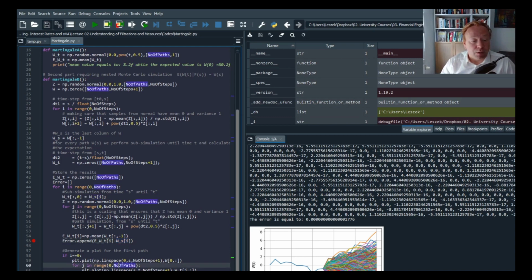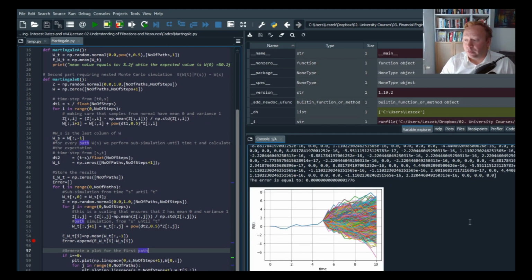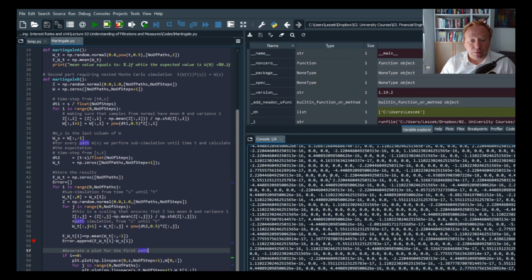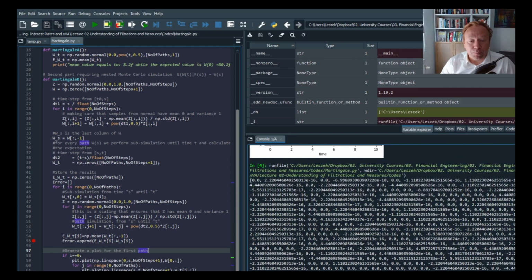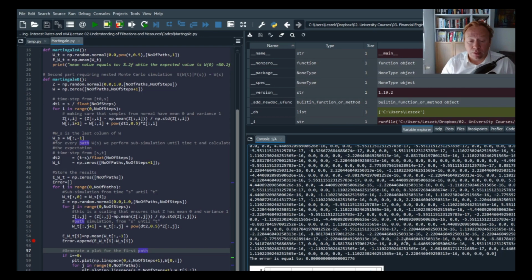And here there's some plotting taking place. For the first path, I would like to illustrate the simulation of the path until time s, and then the nested Monte Carlo. So let us run this. It should be rather fast. These vectors, these outputs, are for each path that we have. We compare the conditional expectation minus the path of WS at time s. You see that the error is very small.